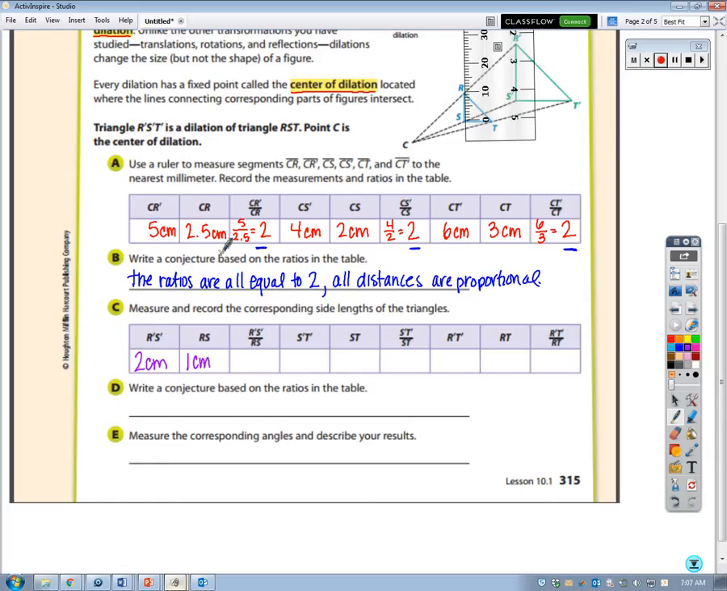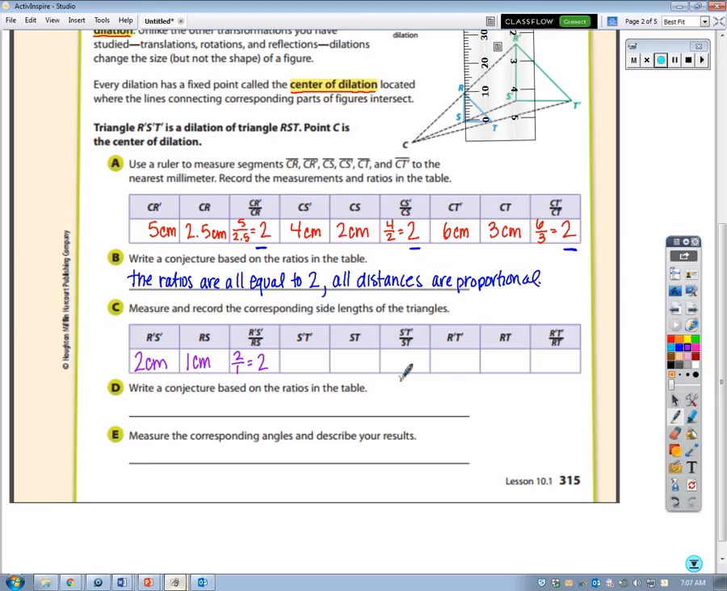So we can kind of see that we're getting the same trend here, the same ratios. Because if I have the ratio of 2 over 1, that would be 2, right? 2 divided by 1 is 2. So we could probably predict what's going to happen here, that all of our ratios are going to be 2 again. Okay, but let's go ahead and measure them.